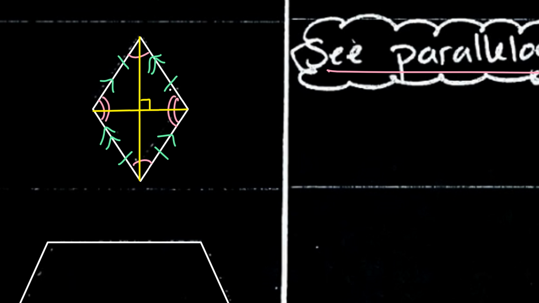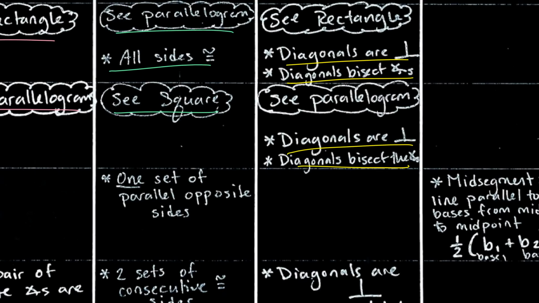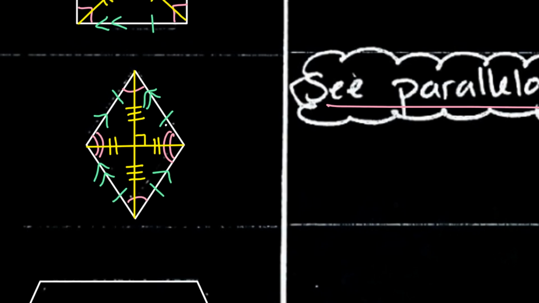What's true for all parallelograms? The diagonals bisect each other, yes. So if this is 2, this is 2. If this is 3, this is 3. And also, just like a square, the diagonals bisect the angles. But don't these make right angle triangles? Yes, they do, see?